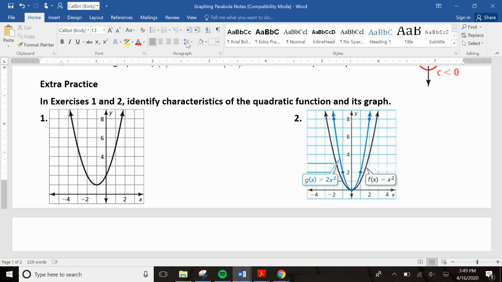So for this one, we'll start with the vertex. The vertex as an ordered pair is going to be where the parabola changes direction. So I can see from here, as I read this from left to right, it's decreasing, decreasing, decreasing, decreasing, levels out. Here's my vertex. So that point would be -1, +1.